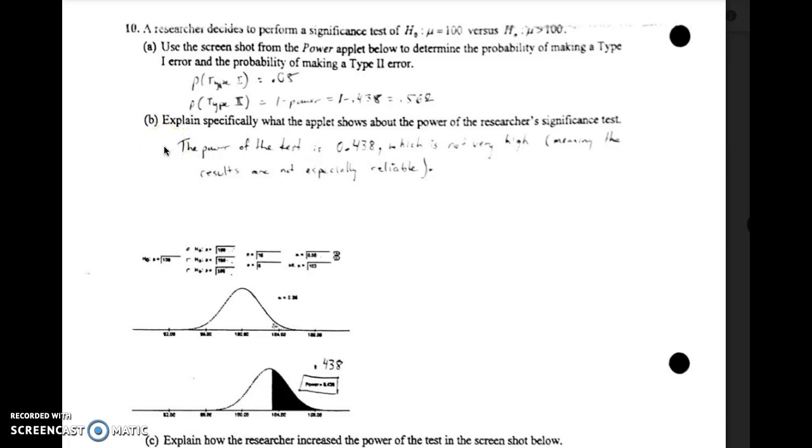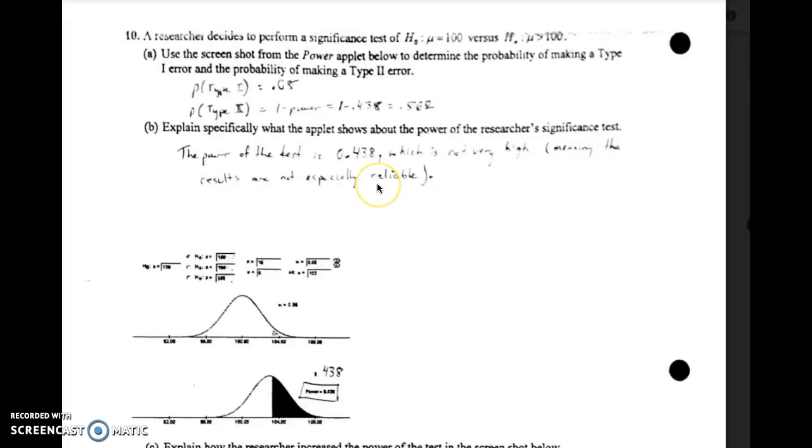Part B, explain specifically what the applet shows about the power of the researcher's significance test. You're going to think this answer is not specific enough, but it's what the answer key had. So I just said the power of the test is 0.438, which is not very high, and it shows me that the results of the test are not necessarily very reliable. And that's pretty simple, but that's all you need to say for this kind of thing.